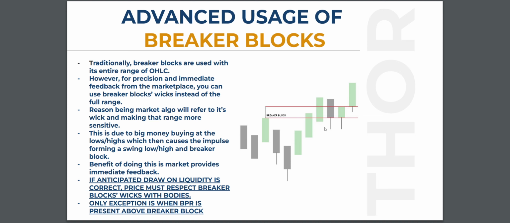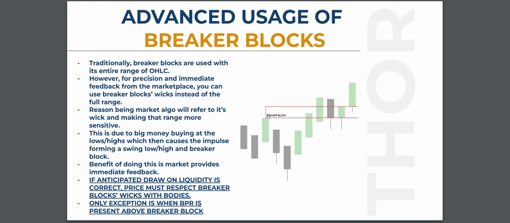But what I like to do is, because I like precision and immediate feedback, I like to look at the wick of breaker blocks, right? So instead of looking at the full range, the reason is the market algorithm will refer to this specific level, the wick, making that range more sensitive. If you're correct with the draw on liquidity, you're going to see the bodies, when it returns back to that breaker block, respecting the breaker block's wick, right? This is more precise than using the whole candle itself.